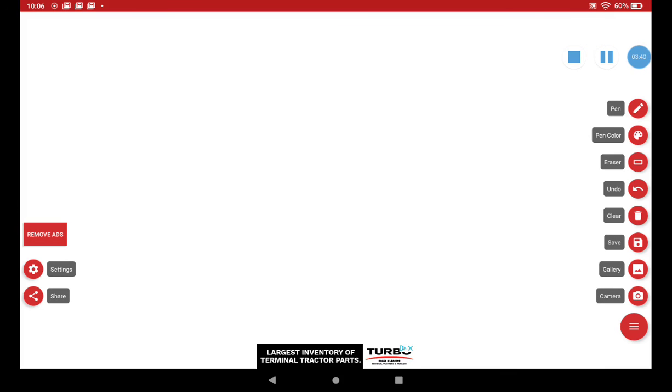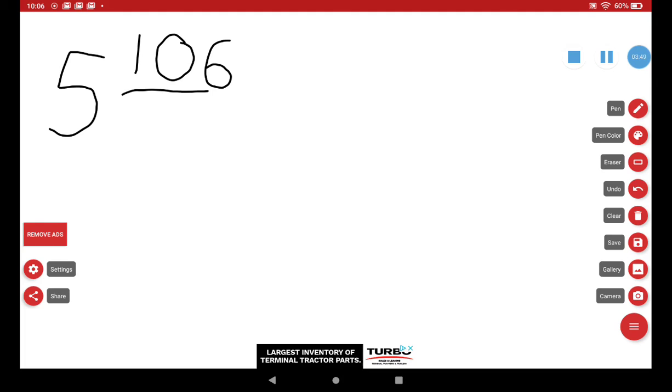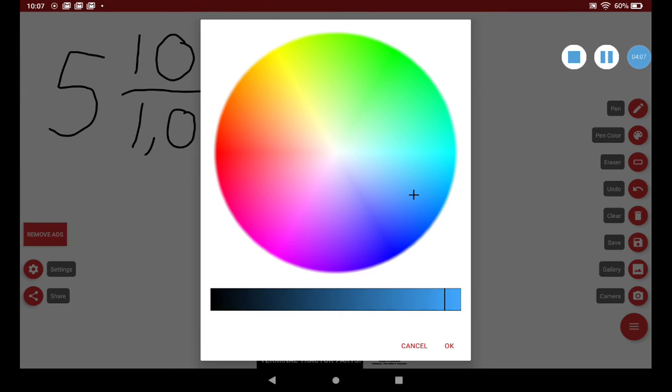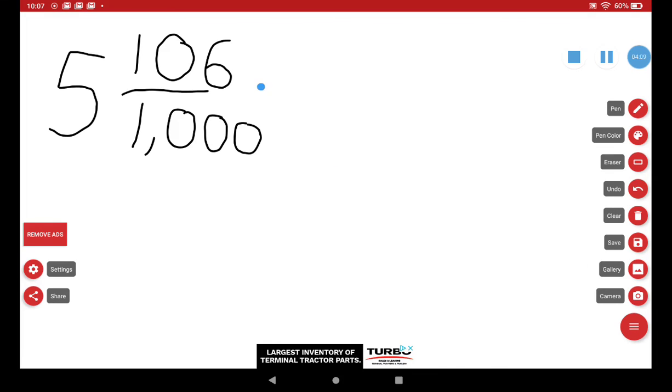Okay, if I have this number, 5 and 106 thousandths. Okay, wait, what did I just say? Read it with me. 5 and 106 thousandths. All right, let's go ahead and draw out our place values like what we did before. Decimal point.